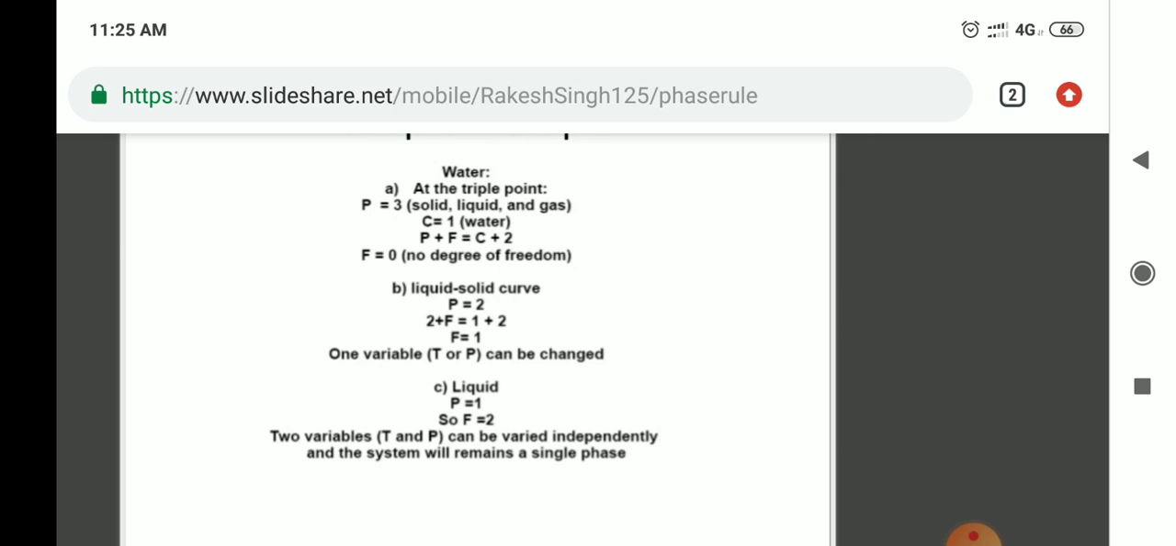Second, on the liquid and solid curves, P is equal to 2, so 2 plus F is equal to 1 plus 2, and F is equal to 1. One variable, temperature or pressure, can be changed. The last one is the liquid: P is equal to 1, F is equal to 2. Two variables, temperature and pressure, can be varied independently, and the system will remain a single phase.